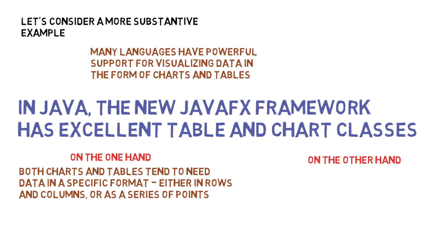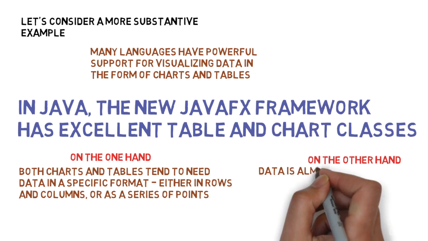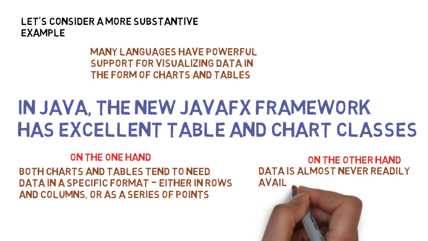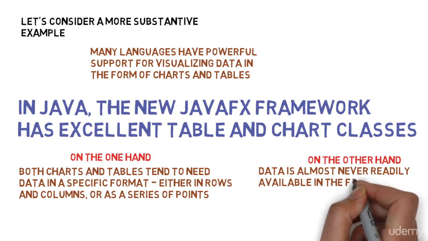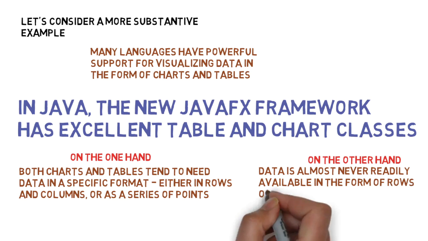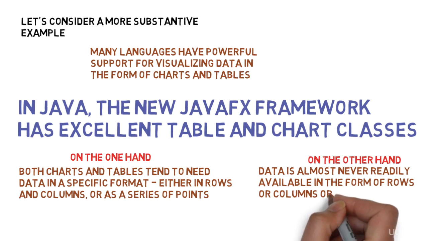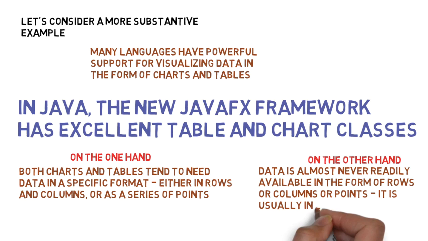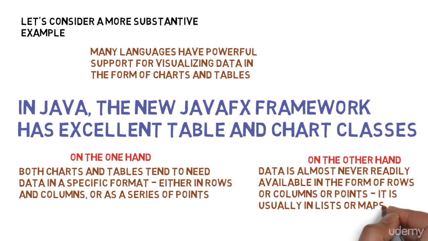However, think about the data that you have with you, which you might want to visualize in this manner. Data is almost never readily available in the form of rows or columns or points. You usually have data maybe as a series of objects which you have within Java or some other structure. Maybe you just have free text data. Maybe you have data input in the form of XML which you can reinterpret in the form of rows and columns. It could be in a list or a map of objects. These are the ways in which you typically have the data.